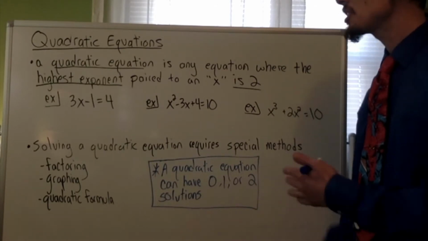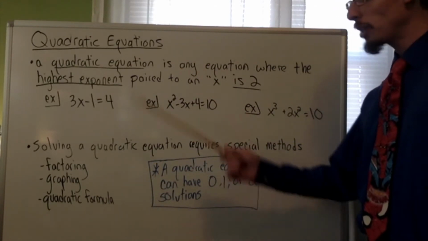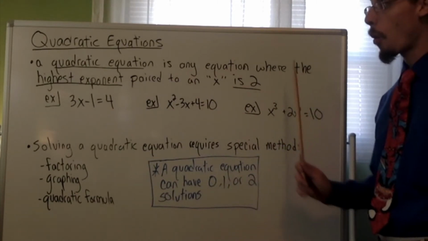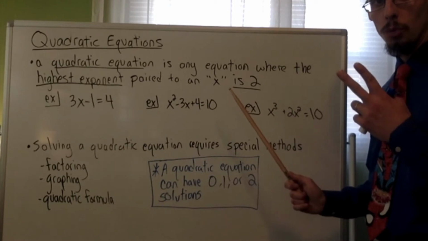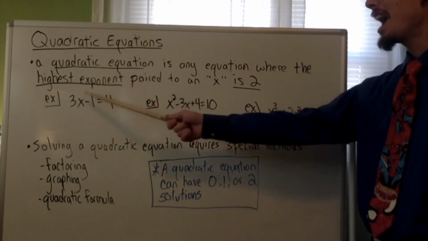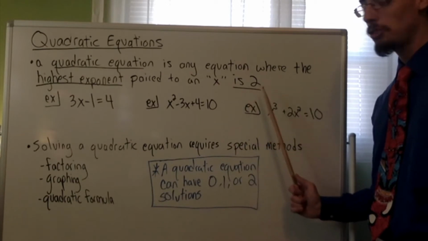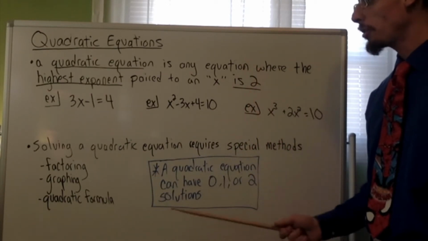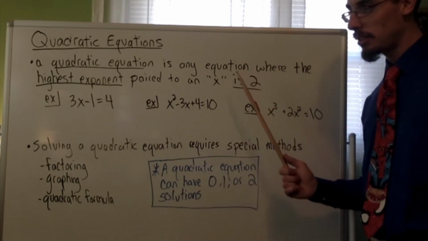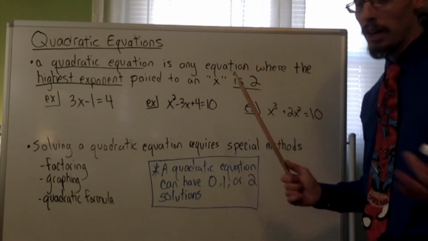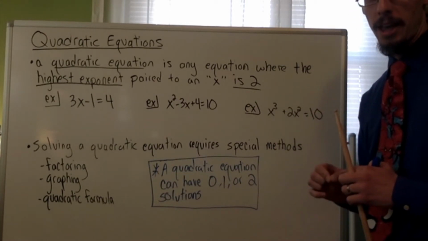For now, let's just talk generally about quadratic equations. In general, a quadratic equation is any equation where the highest exponent paired to an x is 2, right? The highest exponent paired to an x is 2. I could have just said a quadratic equation is anything that has an x squared, but you have to be a little more specific than that.